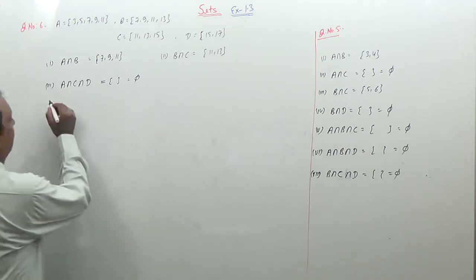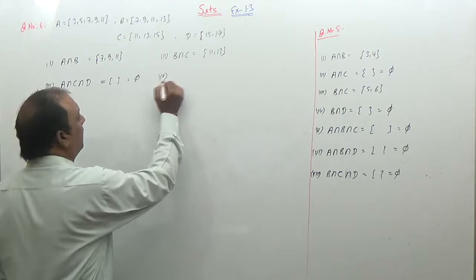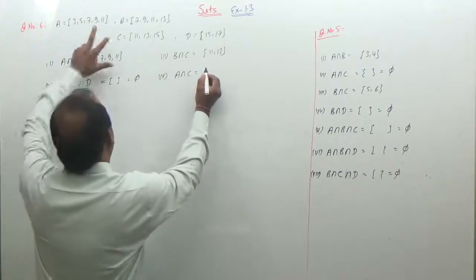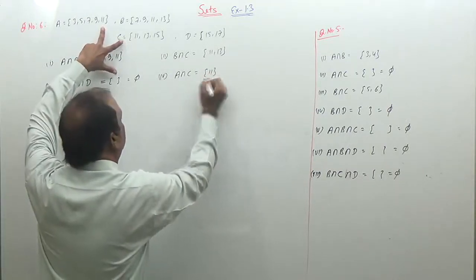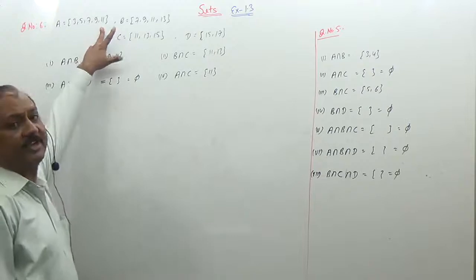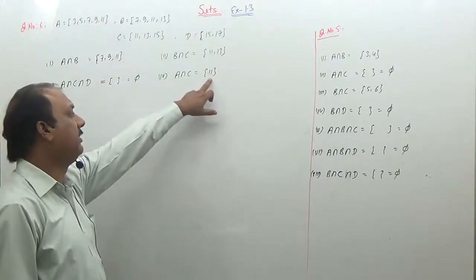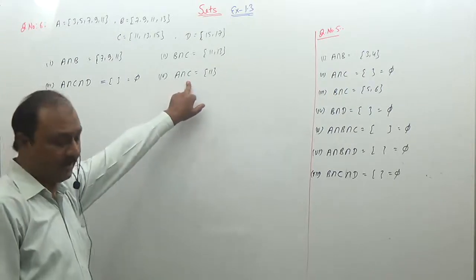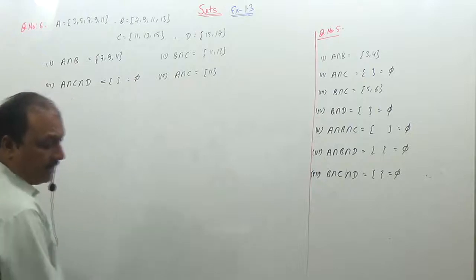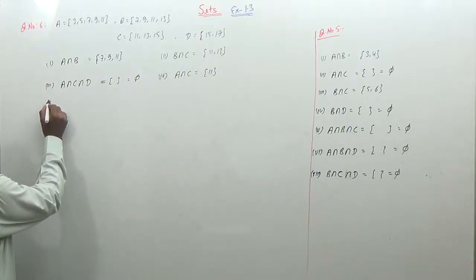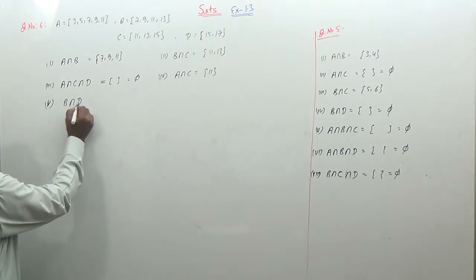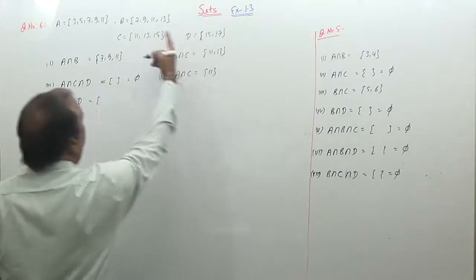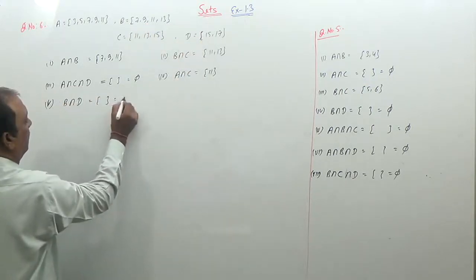Next, the fourth part is A intersection C. A और C में केवल एक एलिमेंट 11 है जो दोनों में कॉमन है. So A intersection C is the singleton set which contains only one element, and this one element 11 belongs to A as well as belongs to C. Next is B intersection D. B और D में जो भी कॉमन एलिमेंट है, so there is no common element between B and D. So this is the empty set.